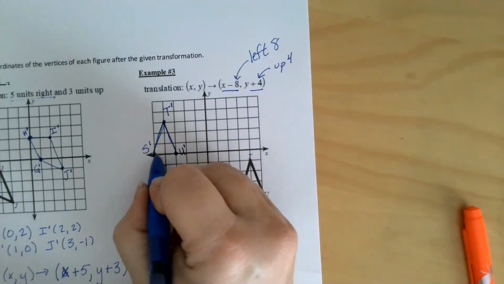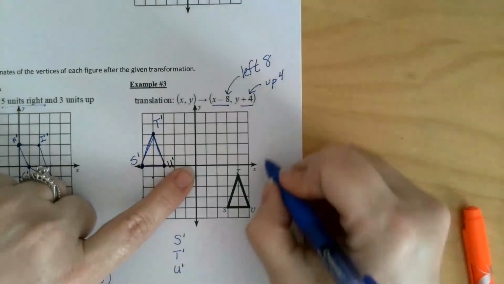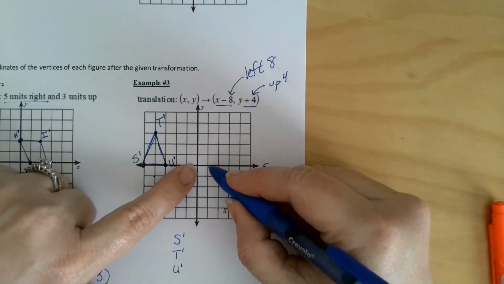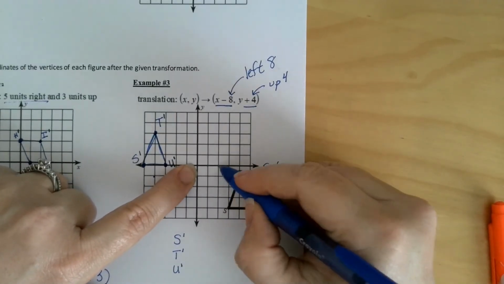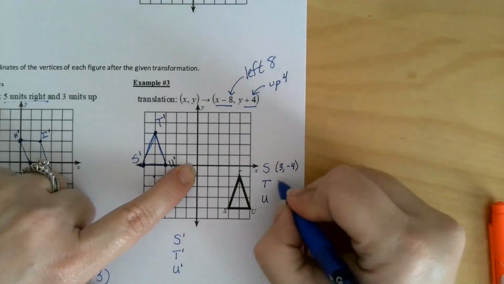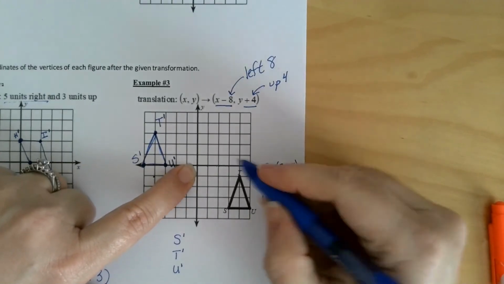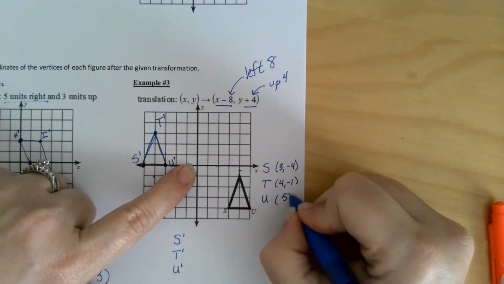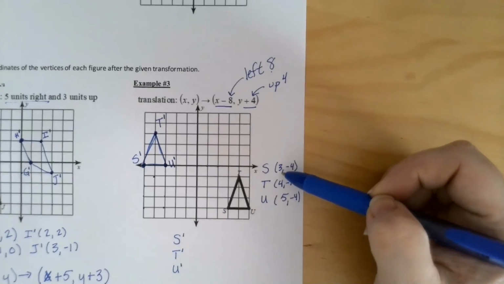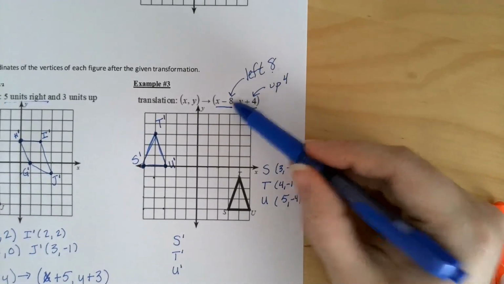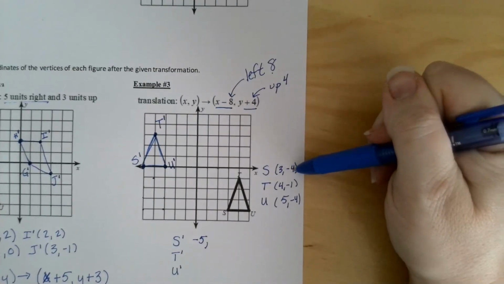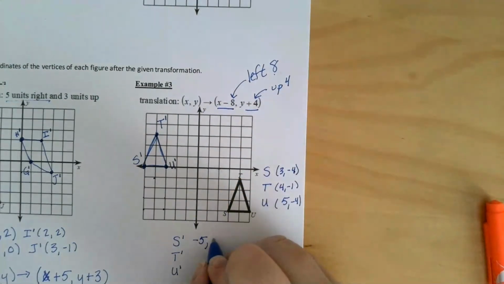But I want to show you something really quick. If I wrote down these original coordinates, S, T, and U, the coordinates of the pre-image. S is the point (3, -4). T is the point (4, -1). And U is the point (5, -4). If I subtract 8 from 3, so in other words, 3 minus 8, I get -5, right? And if I take -4 and I add 4, I get 0.